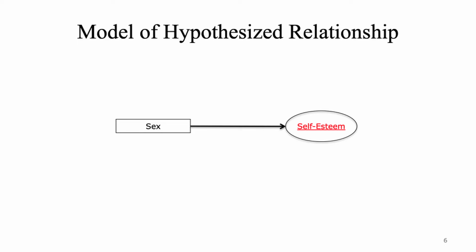So here's the model of the hypothesized relationship. I've put sex into a rectangle because it is an observed characteristic. You could take a DNA test, XX, XY, that's your sex. Self-esteem is a latent variable, so that's placed into an oval or an ellipse here. We're saying, in essence, that sex causes self-esteem.